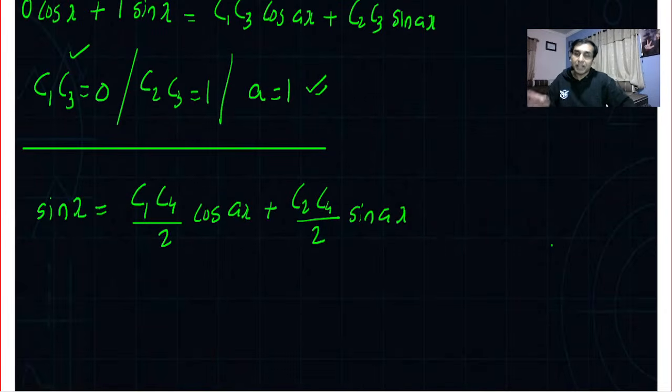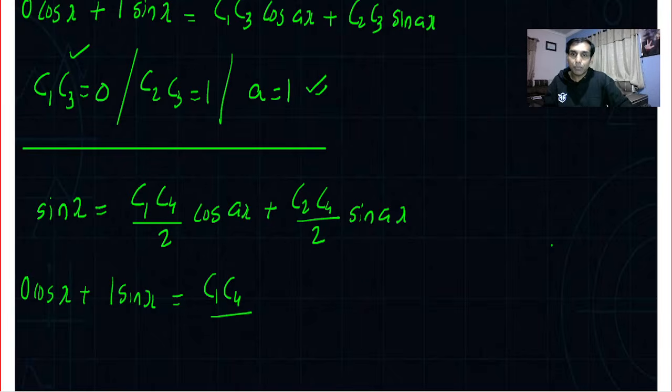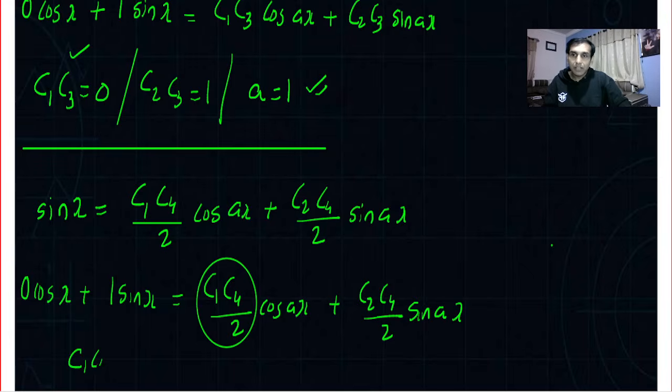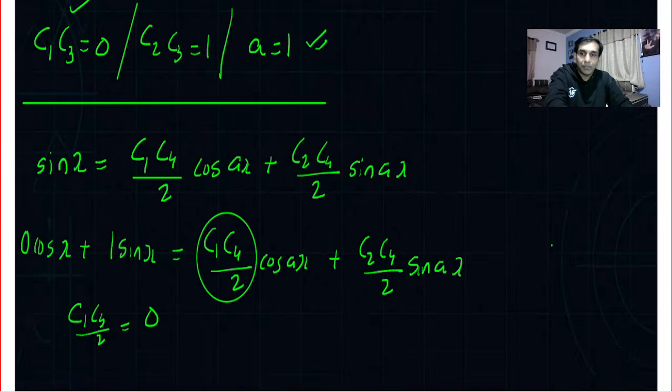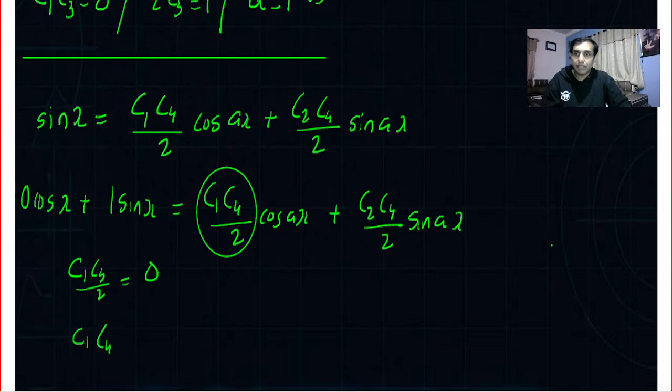So I ended up like this, and if you want to understand, you have to scribble. Now this gives me 0 cos x plus 1 into sin x equal to c1 c4 by 2 cos ax plus c2 c4 by 2 sin ax. Again comparing, I get c1 c4 by 2 equal to 0, which gives me c1 c4 equal to 0.